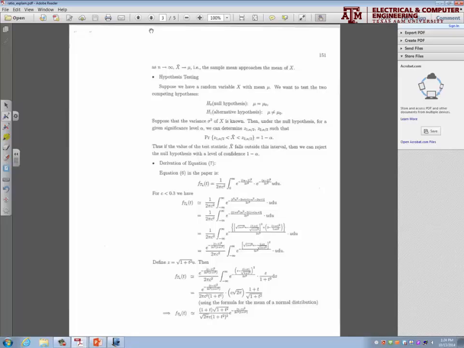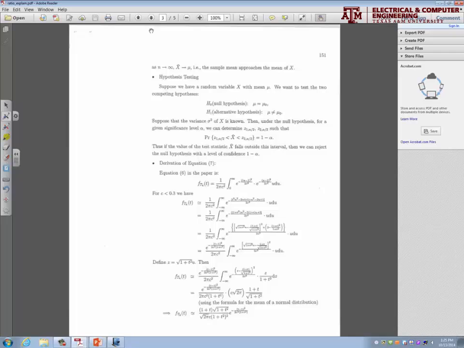So suppose the variance sigma square of x is known. Then under the null hypothesis, for a given significance level alpha, we can determine these two values from the standard normal distribution such that the probability that the sample mean x bar, or rather the sample mean that has been normalized, lies between these two limits is 1 minus alpha. Alpha could be like 0.05, so the probability that the sample mean lies within these two limits is like 95%.